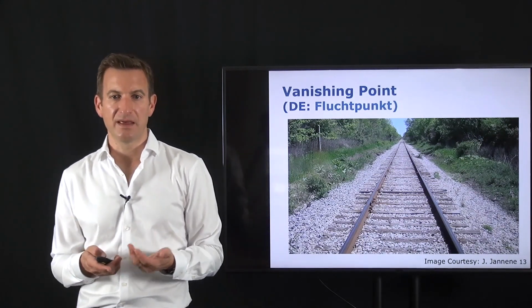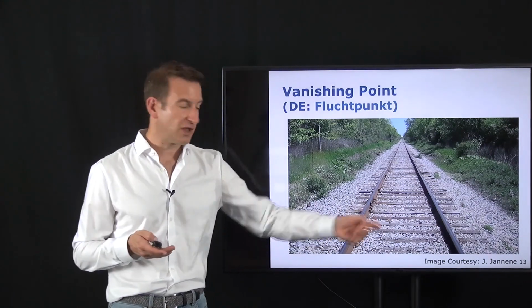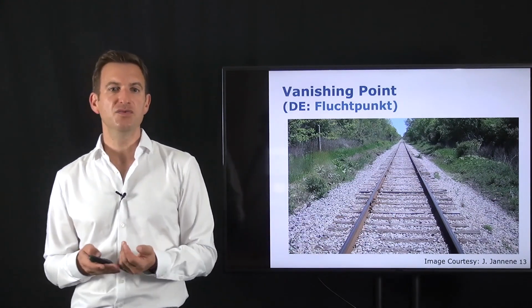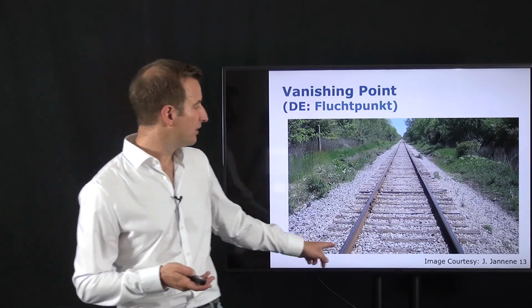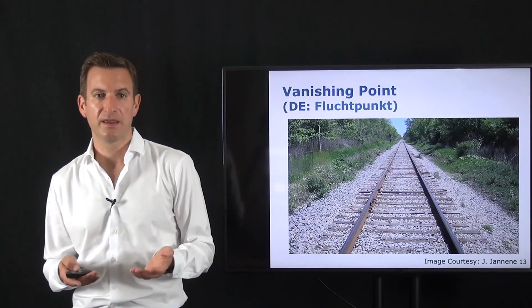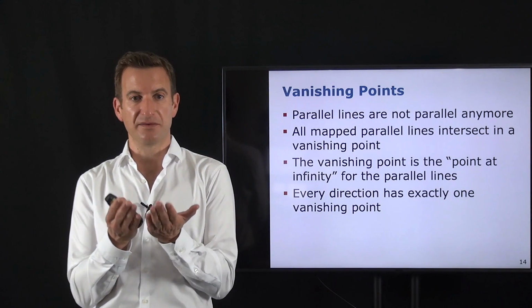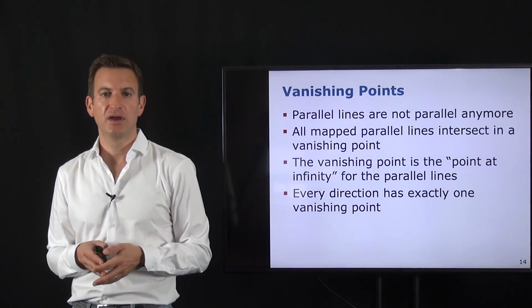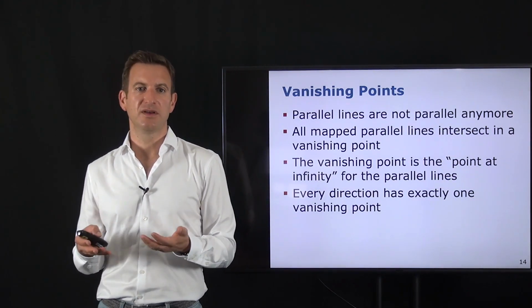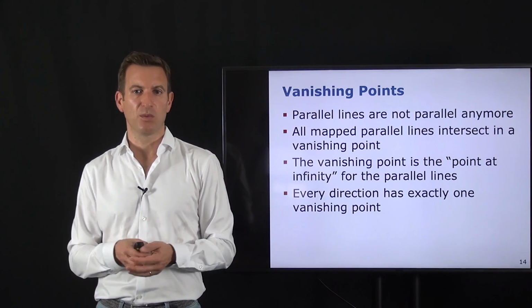So that means, again, parallel lines in the real world, which those tracks are at least approximately, do not stay parallel in my image, right? So those lines are not parallel in my image plane. And the fact that those lines do not stay parallel is something that we want to actually encode in this projective mapping that we want to express.